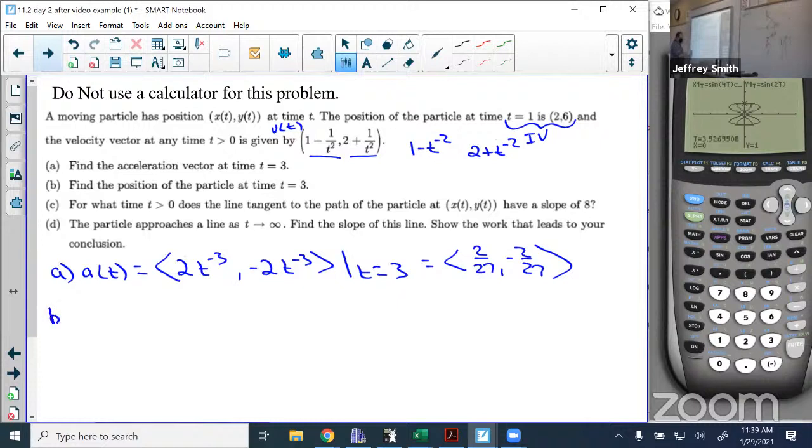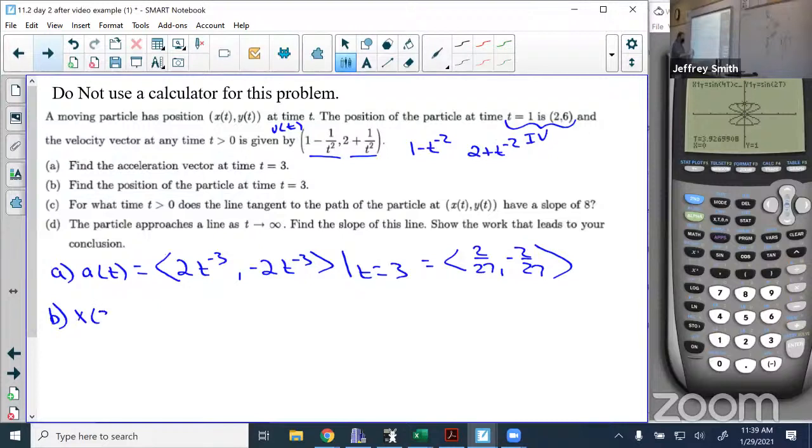I'm really not showing this one for letter A. That's nothing new. B's new. Find the position of the particle. It's new with vectors, but it's really an old question. If we have the velocity and we have an initial value for the position and we want to back up to position, we integrate. So it says find the position of the particle at time t equals 3.